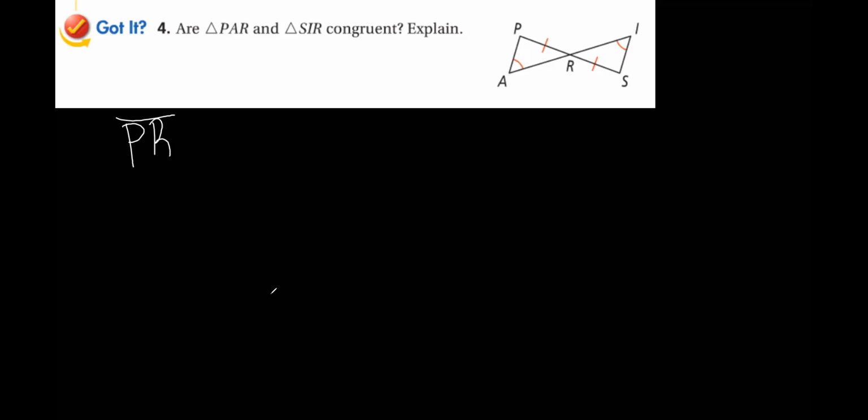Now look here. From this, can you say that PR is congruent to SR? Yes, teacher. We can say the line segment PR is congruent with the line segment SR, because it's given. Now, what about angle A?